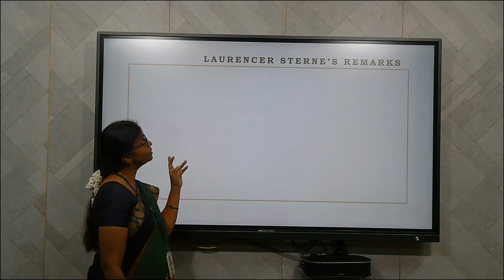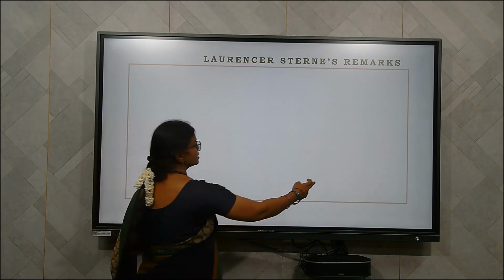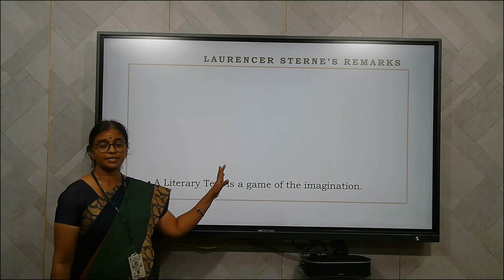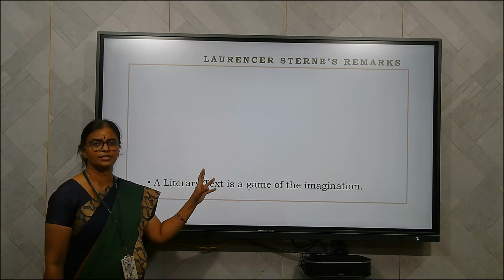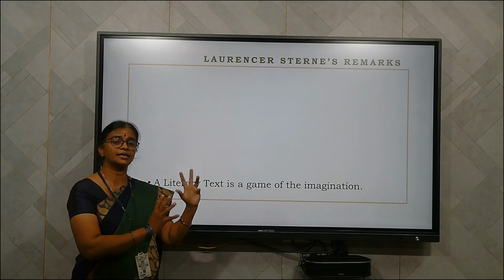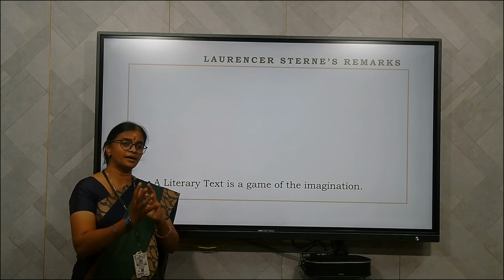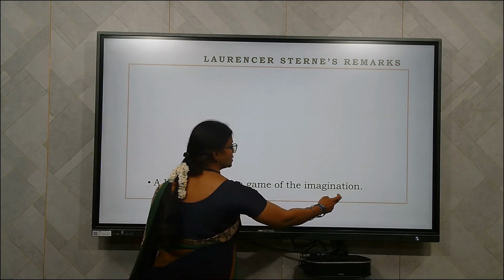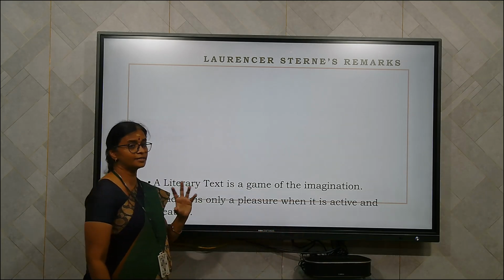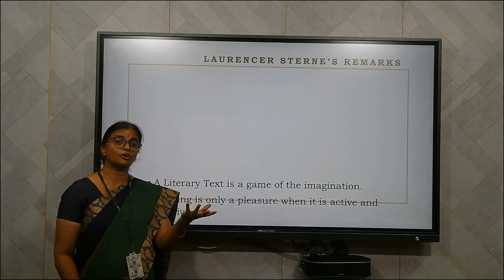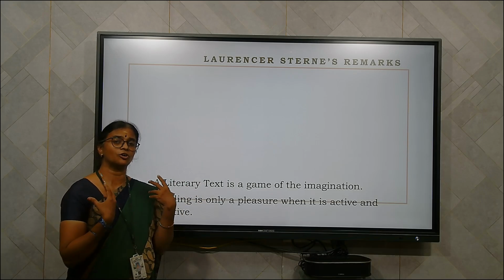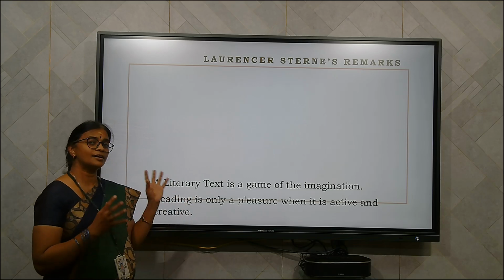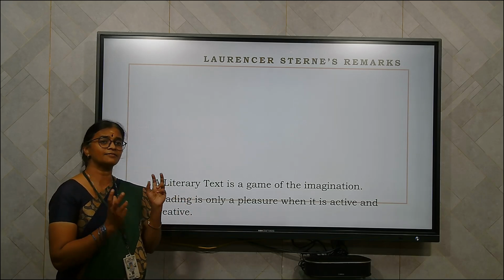Laurence Sterne says about literary response that a literary text is a game of the imagination. So he compares it with a game, where when you are playing, you should have your part in the play. That is very important. For example, if a writer has given a text and you are not reading it and not enjoying it, then it is not a game at all. The reading process should be creative and active.